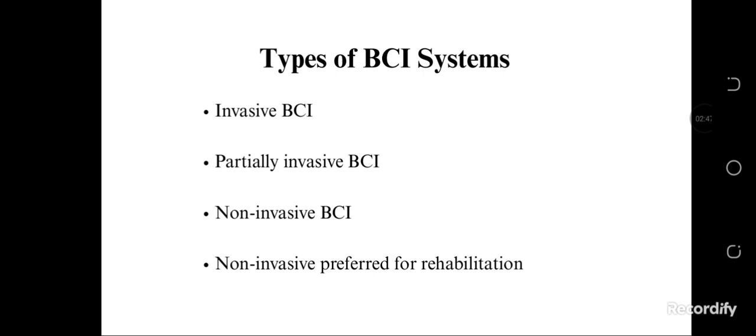Next, we see the types of BCI systems. There are four types of BCI systems. First is invasive brain computer interface, then partially invasive brain computer interface, non-invasive brain computer interface, and non-invasive preferred, and mostly non-invasive is preferred for the rehabilitation process.